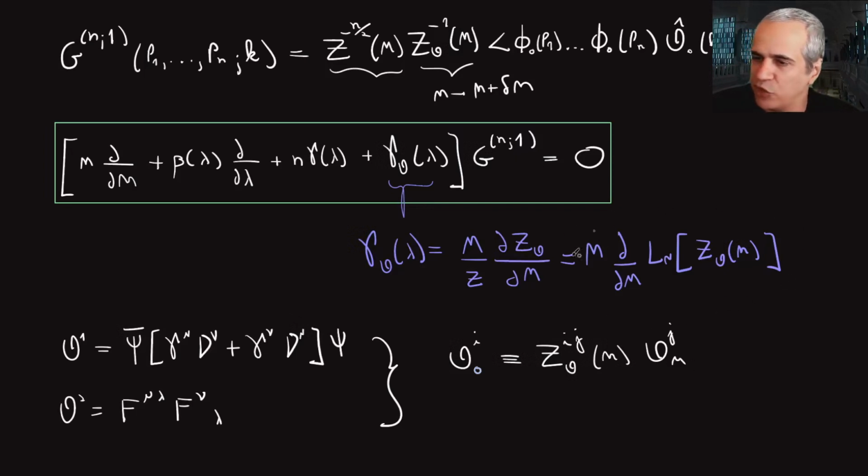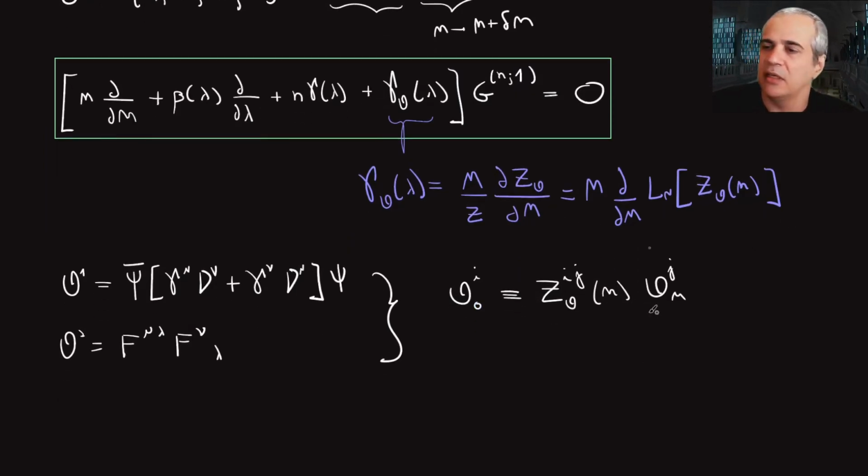And then you have to generalize this definition for the case where Z is a matrix. And it becomes something that looks like this.